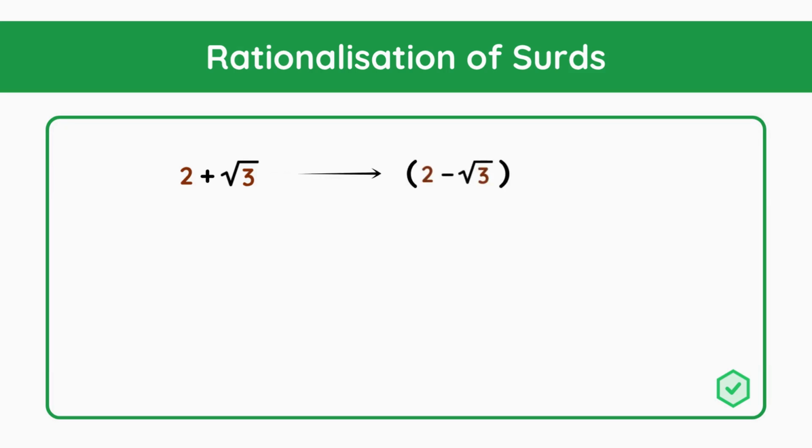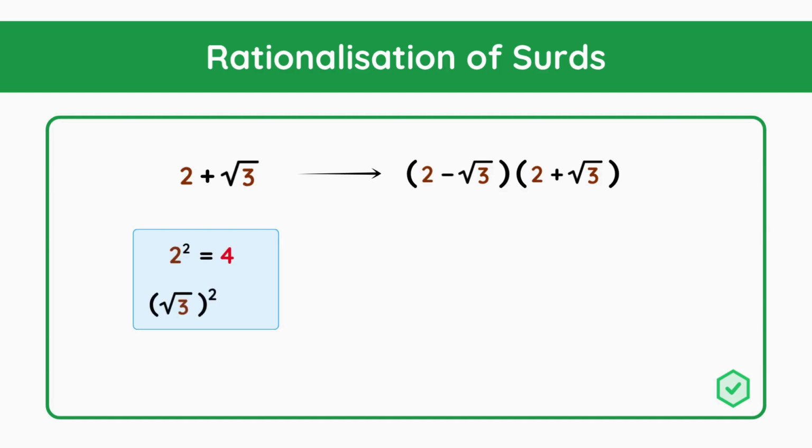2 minus square root of 3 times 2 plus square root of 3. Using our identity, this simplifies to the first term squared minus the second term squared. 2 squared is 4 and square root of 3 squared is 3. 4 minus 3 equals 1. The denominator simplifies to the number 1.